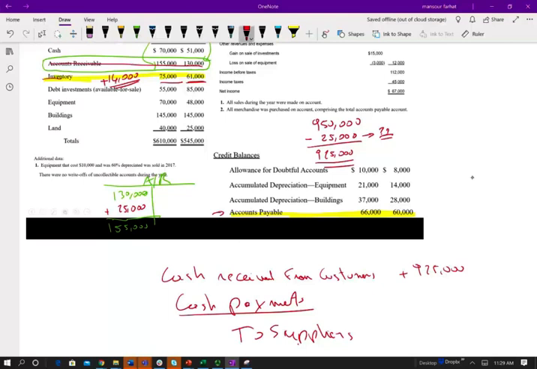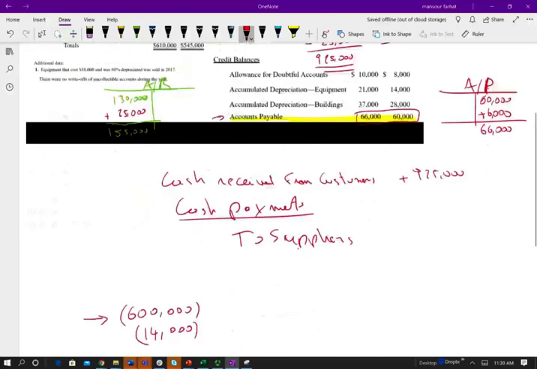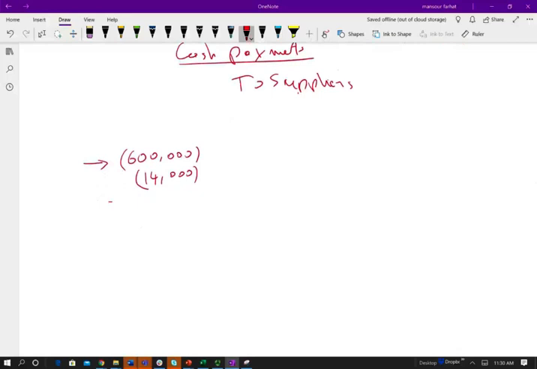Let's see how much, if I dispersed more cash or if I bought on account. I look at my accounts payable, my AP, and it went from 60,000 to 66,000. What does that mean? The net change was positive 6,000. It means although I bought inventory, I also used my credit because my accounts payable went up overall. Of the 14,000, 6,000 of it was on account. It means I did not pay cash for it. I did not disperse cash for it.